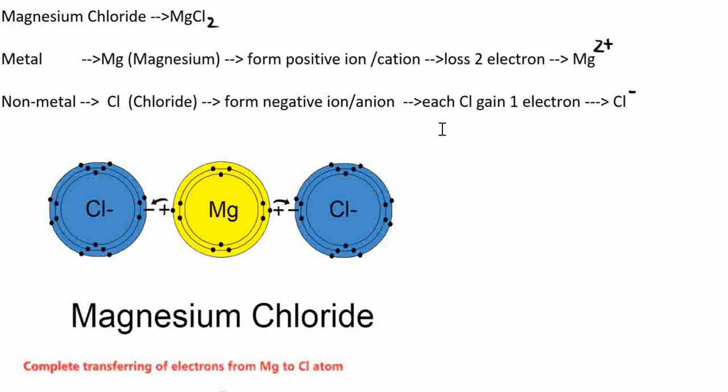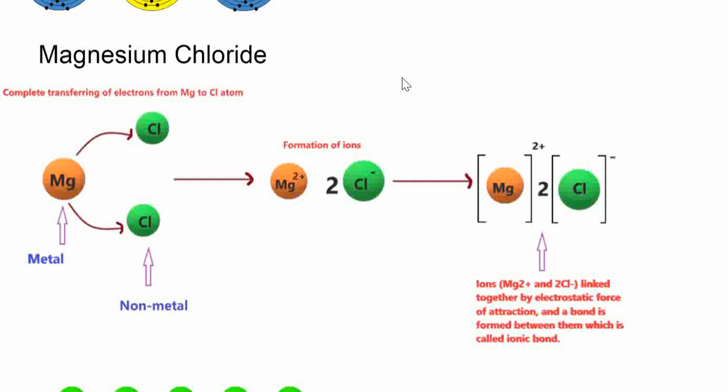Now, how does the bonding happen? Mg will donate 2 electrons, 1 to each Cl. So 1 to the left, 1 to the right. And this is a diagram. Mg transfers 1 electron to Cl, another electron to the other Cl, and becomes Mg2+ and 2 Cl-.